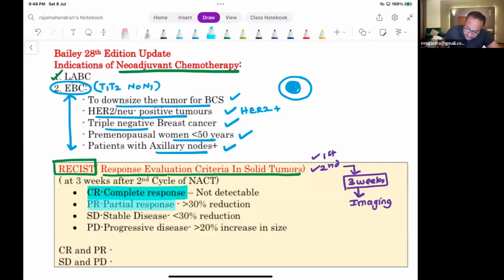More than 30% tumor got reduced. 10 centimeter in the tumor இப்ப 7 centimeter has come, this means 30%. Then if it is stable, it means less than 30% reduction of the tumor. Progressive means there is more than 20% increase in the size of the tumor.